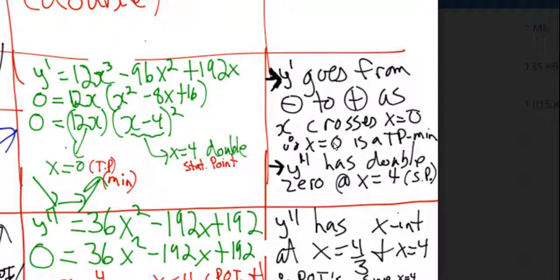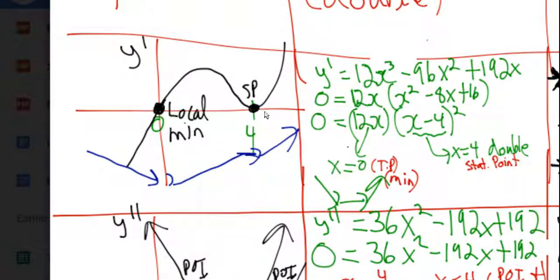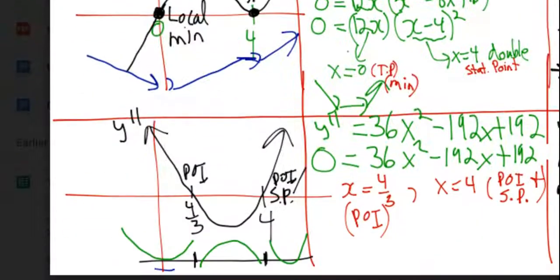And y prime, that says y double prime, it should say y single prime, has a double 0 at x equals 4. Anytime you get a double x-intercept on the slope function, or y prime, you end up with a stationary point.